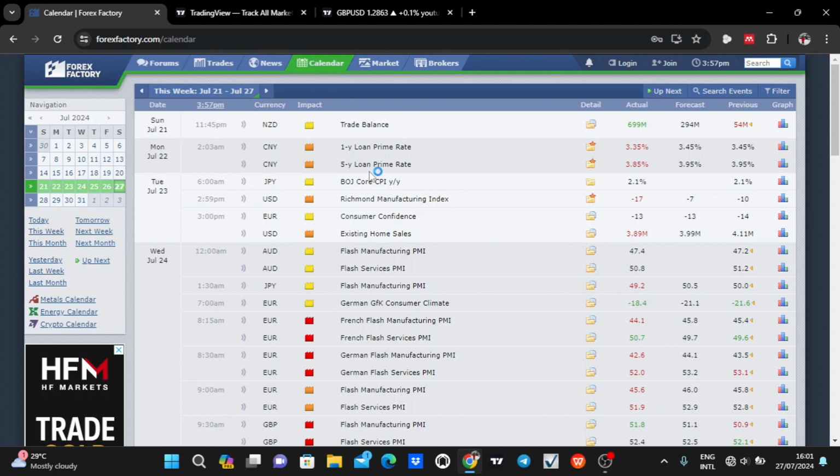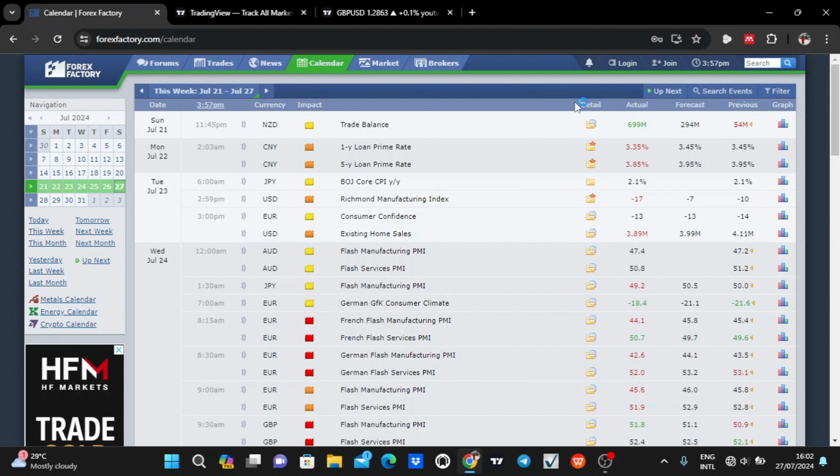And here you can see the type of news, the economic data that wants to be released. For this, NZD is trade balance. For this, CNY is 1 year loan prime rates. And let me come down to these reading parts. For this one is French flash manufacturing PMI. These are various economic data that fundamental traders use to determine the overall health of a country's currency.